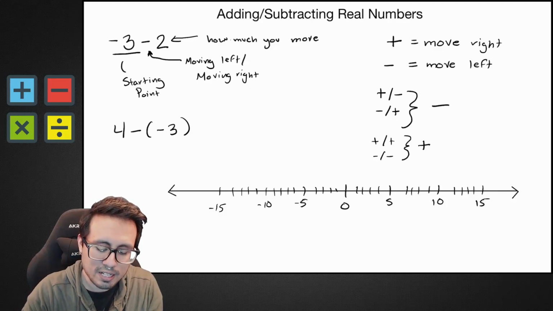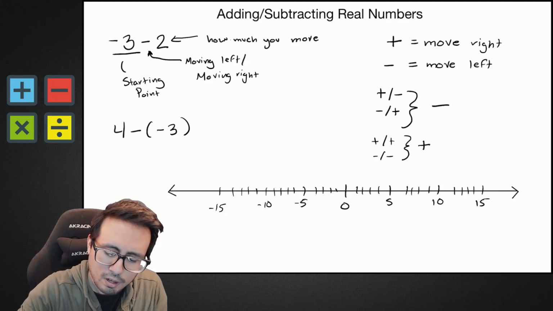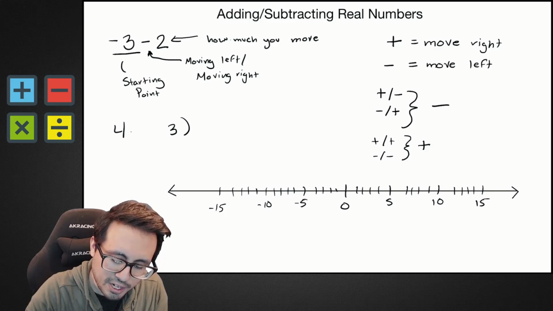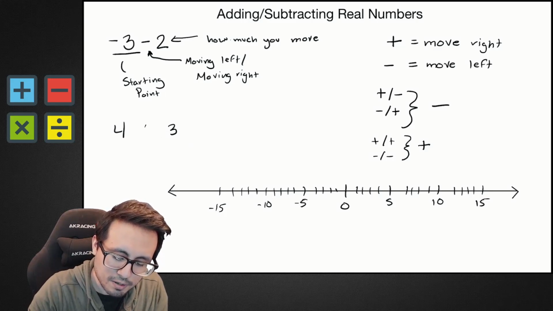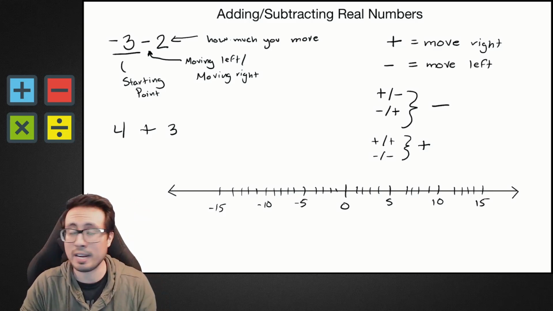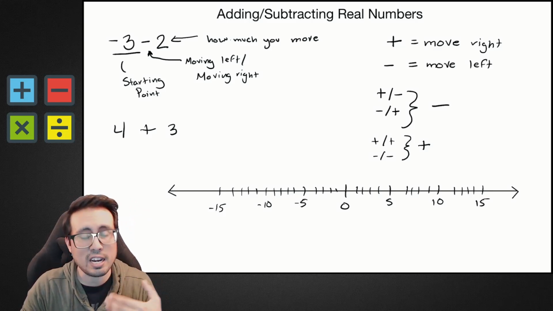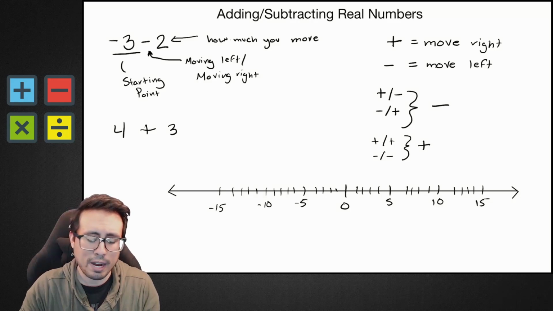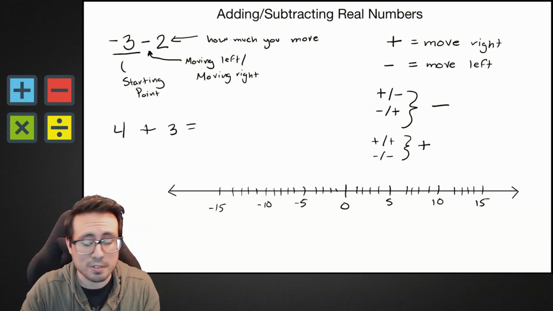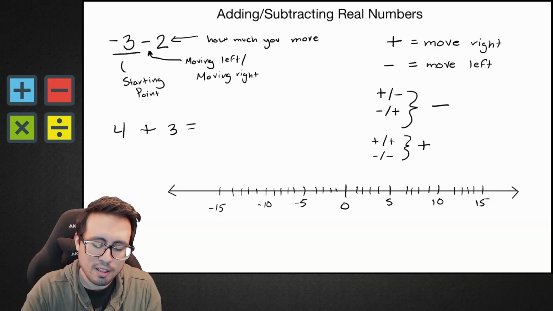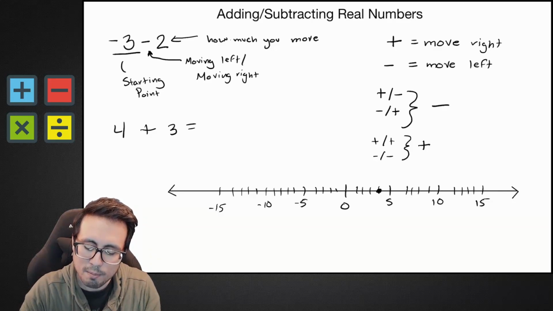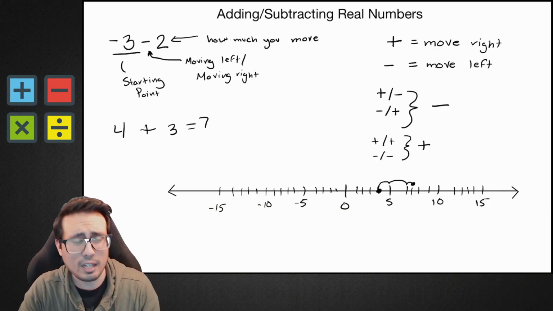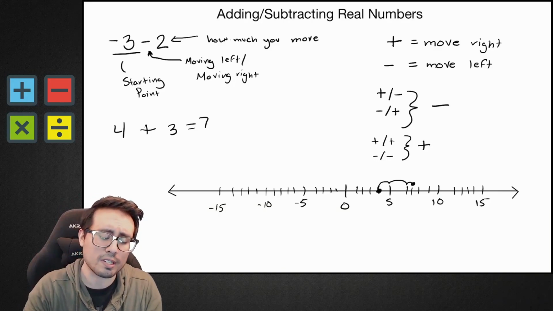If they're the same, so plus plus or minus minus, you can change it to plus. So in this case, it's minus minus. So I can change the minus minus to a plus, and I end up with 4 plus 3, right? I don't need the number line to do this, but if I wanted to use it, the 4 would be my starting point, plus means I'm going to the right, and 3 means I'm moving 3 spots to the right. So 1, 2, 3, we get 7. And we already knew that, right? 4 plus 3 is equal to 7.